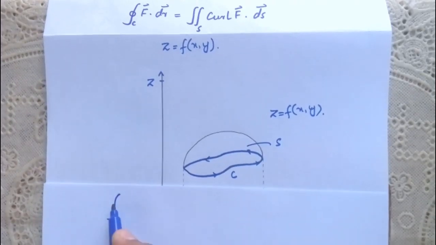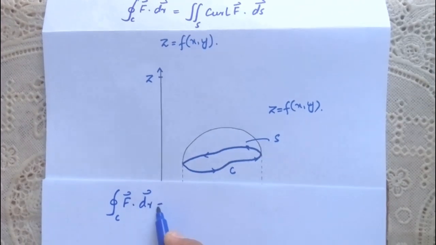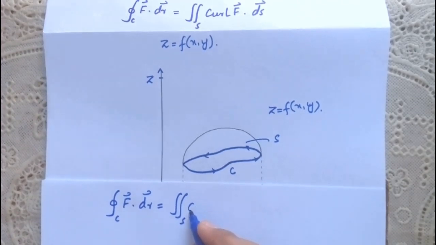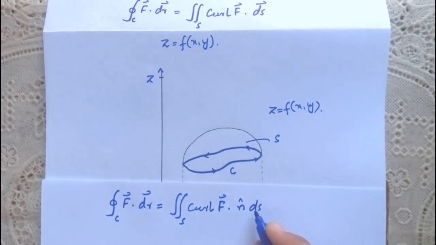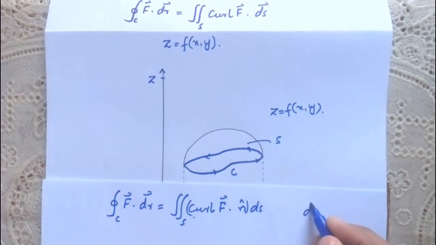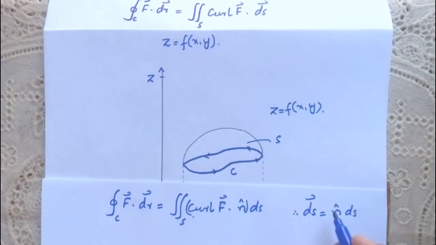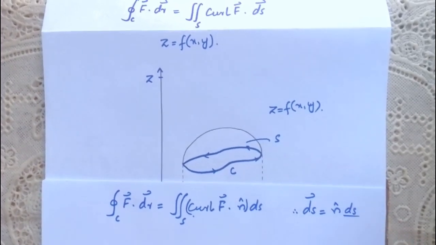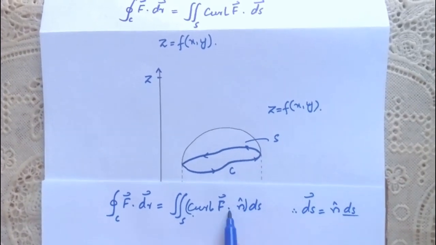Now the line integral over the closed curve C of a vector field F is equal to the surface integral of curl of a vector field F dot n cap dS. Means the vector dS we can write as dS is equal to n cap dS, where n cap denotes the direction of the vector dS and dS shows the magnitude of the vector dS, right? So we can write dS like this.